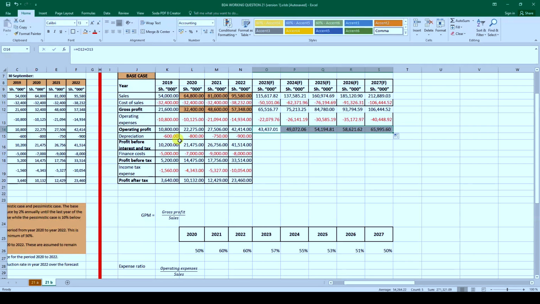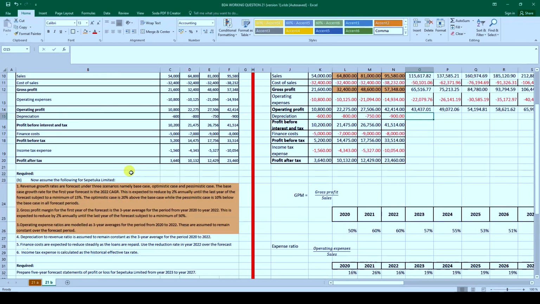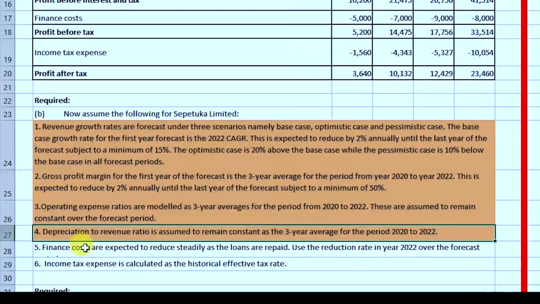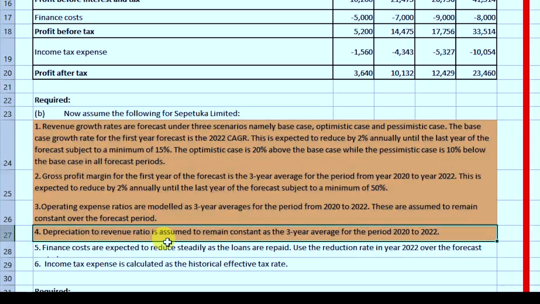So what adjustment do we have as far as depreciation is concerned? We can now check our note over here. Note number 4, you can see here. I highlight it for you. Depreciation to revenue ratio is assumed to remain constant as a 3-year average for the period 2020 to 2022.